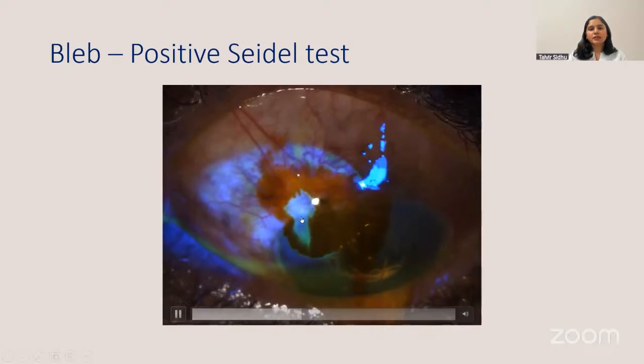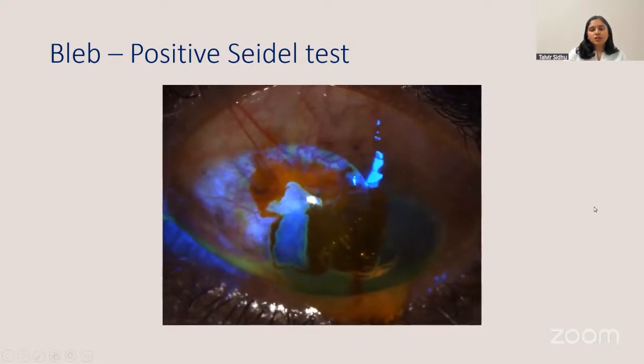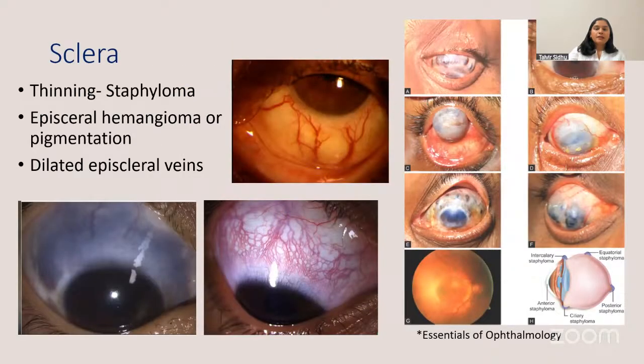So here you can see that there is a leak from the bleb area. So if there is a positive Seidel's test, it should be mentioned. Then coming to the scleral examination, in the sclera, thinning of the sclera or staphylomas might be present in painful blind eyes which have glaucoma. So there can be anterior staphyloma as seen in this picture.